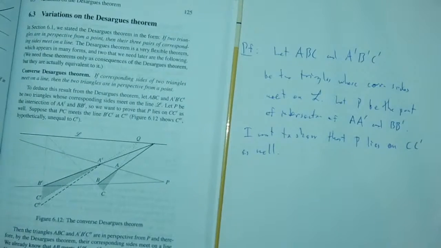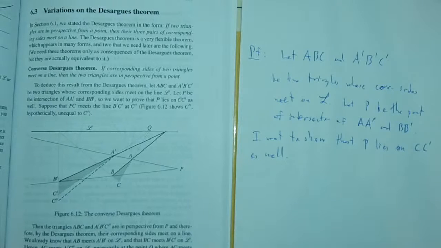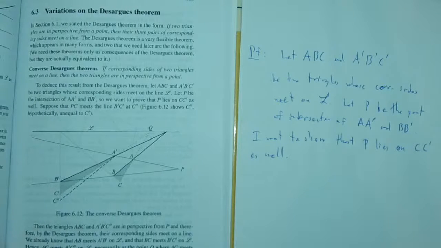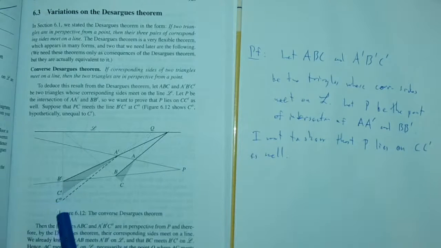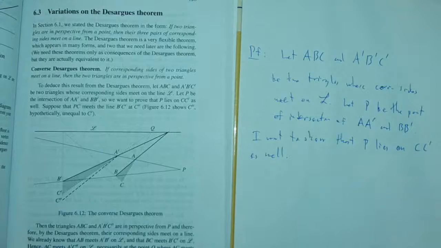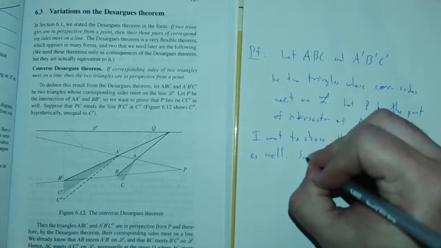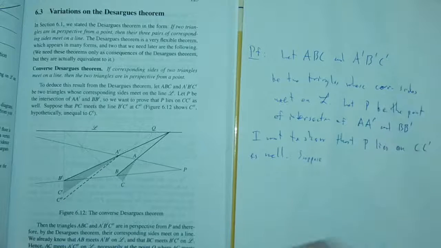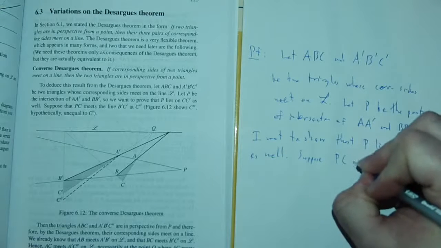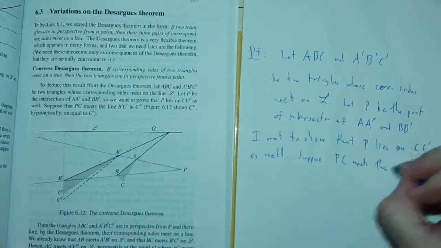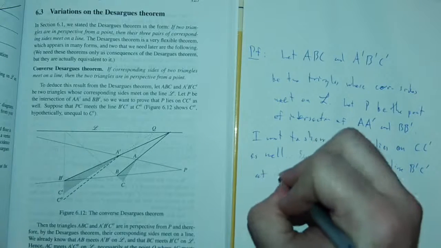Oh, I'm a little bit off the page there. There we go. Well, we suppose that PC meets this line B prime C prime at this C double prime, right? So if it's equal to C prime, we're done immediately, right? So suppose, this is how we construct the C double prime. So suppose that PC meets the line B prime C prime at C double prime.